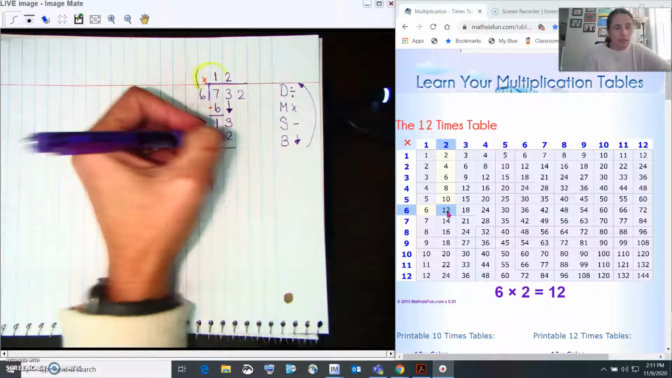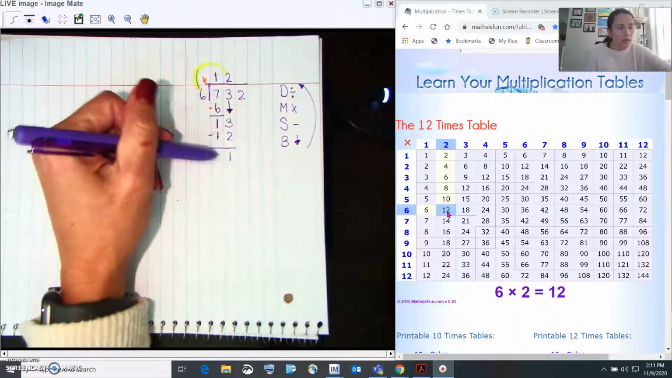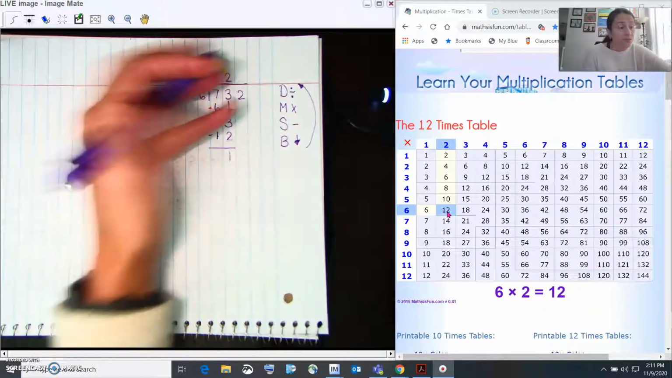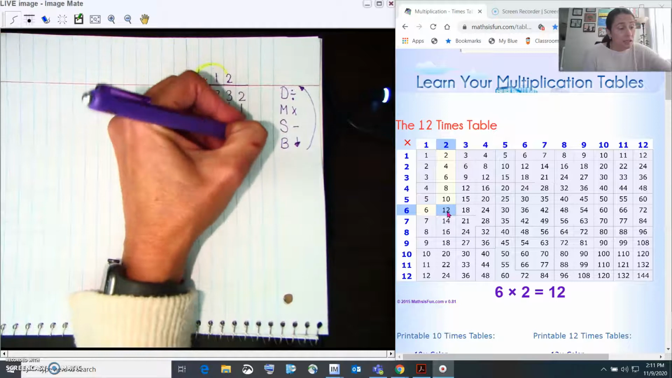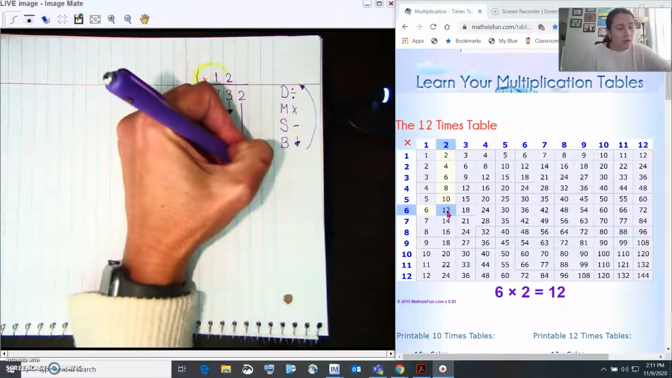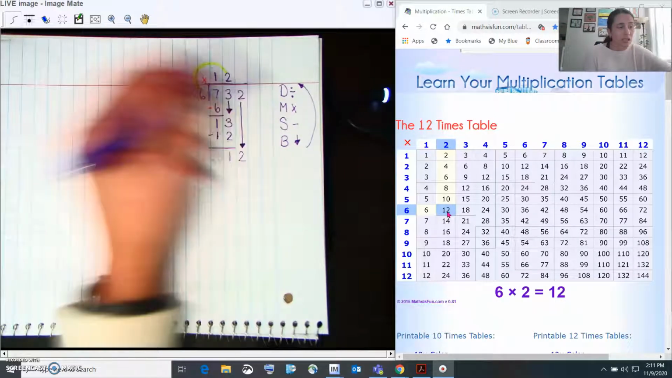3 minus 2 is 1. 1 minus 1 is 0, so we don't need to put it there. Now we've got to look, is there anything else to bring down? Yes. So we draw our arrow to bring down, and we bring down our 2. And then we go back up to the top and we start and ask ourselves again.